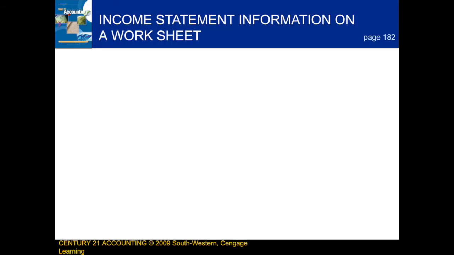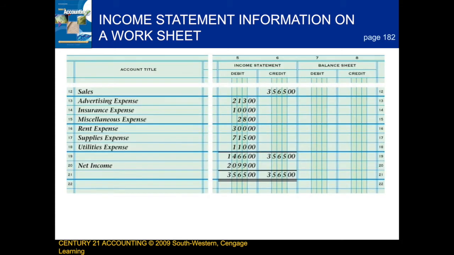Alright, next we're going to be talking about income statement information on a worksheet. As we learned in the last chapter, our revenue and expenses go on our income statement. The purpose of an income statement is to determine whether we have made money or lost money. As you can see here, there is a net income because the revenue is higher than the expenses. If the opposite were to occur and the expenses were higher than the revenue, then it would be a net loss.